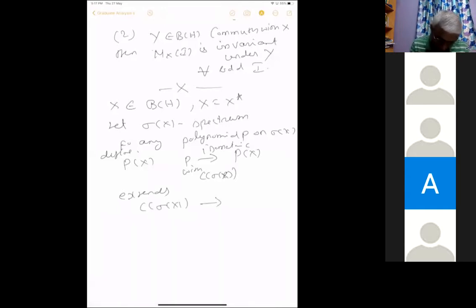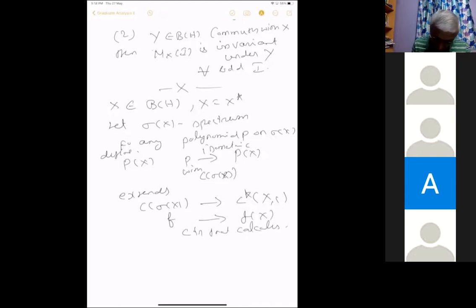So this extends C of sigma of X into B of H, which is actually the C star algebra generated by X and 1. If you want, even just for safety, you can add 1. This is the smallest C star algebra, because any C star algebra should contain the polynomials, and it is just the closure of that. So this mapping, f continuous function going to f of X, is what we call the continuous functional calculus.